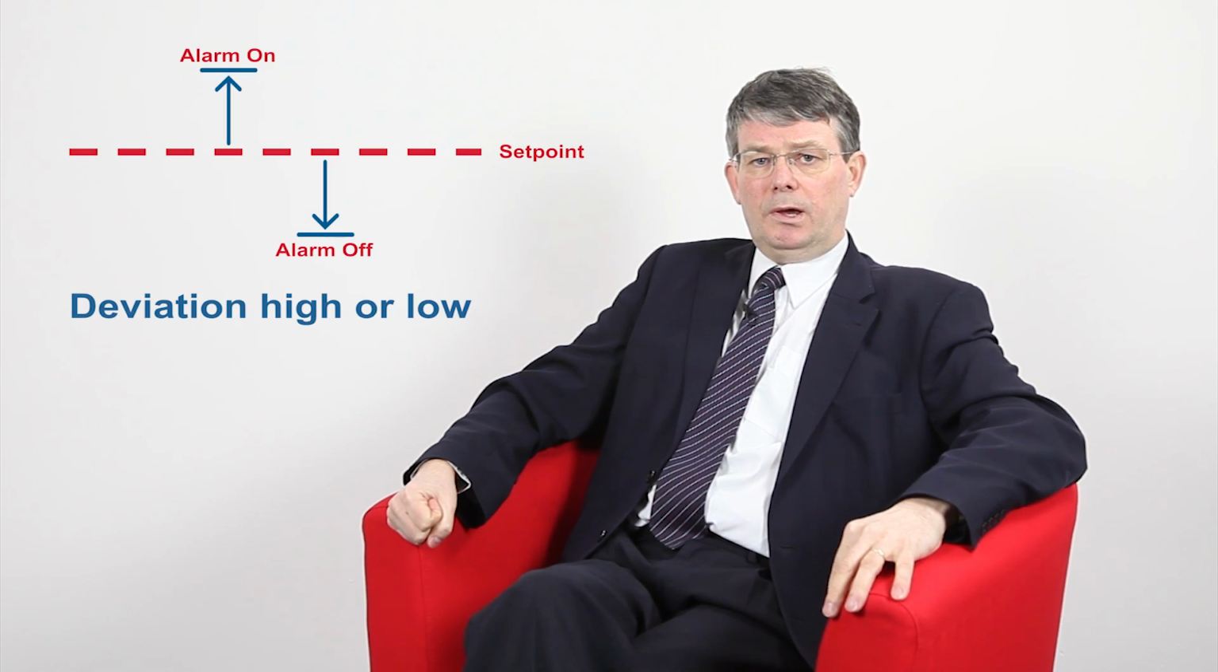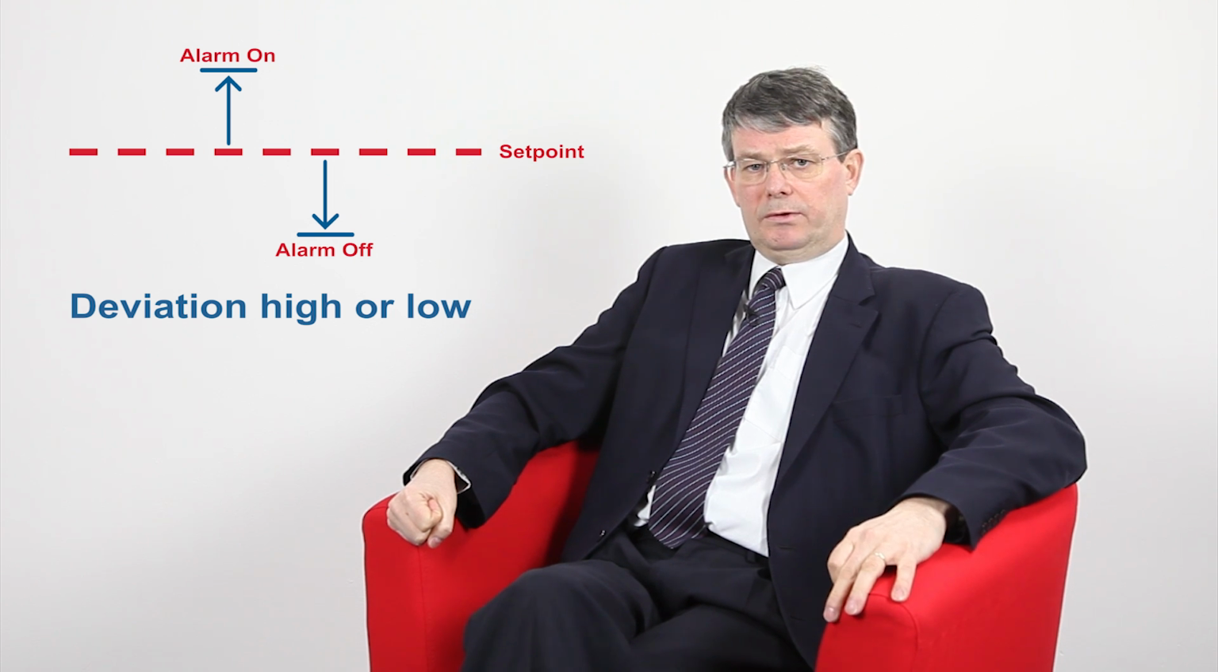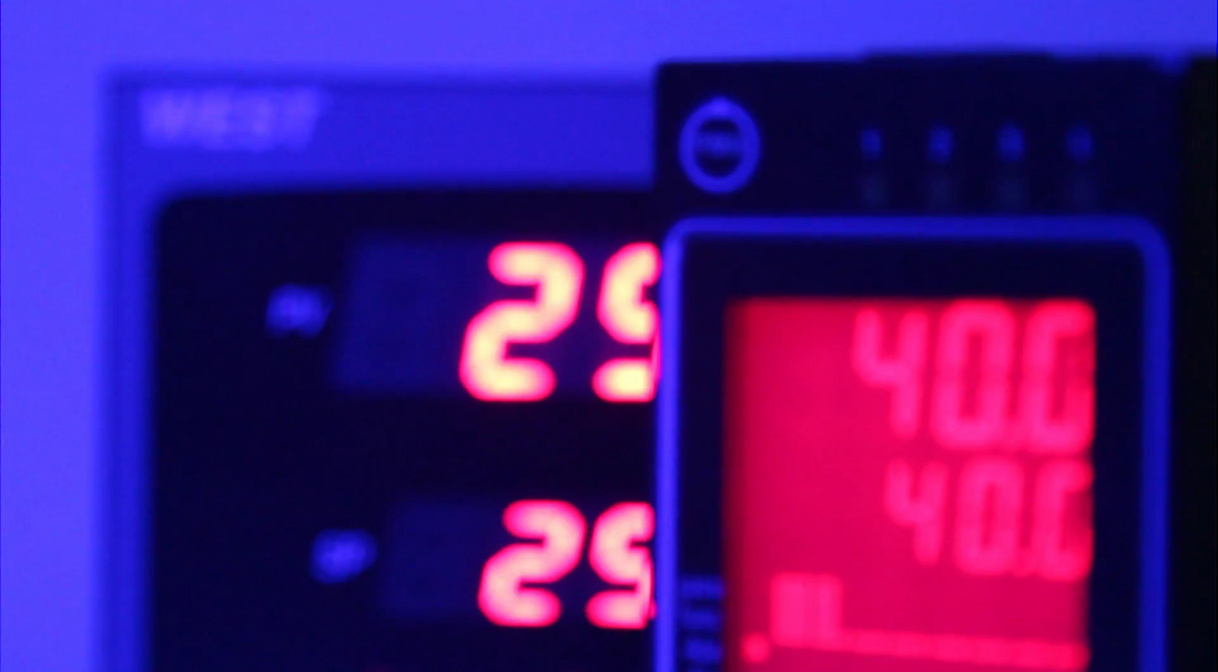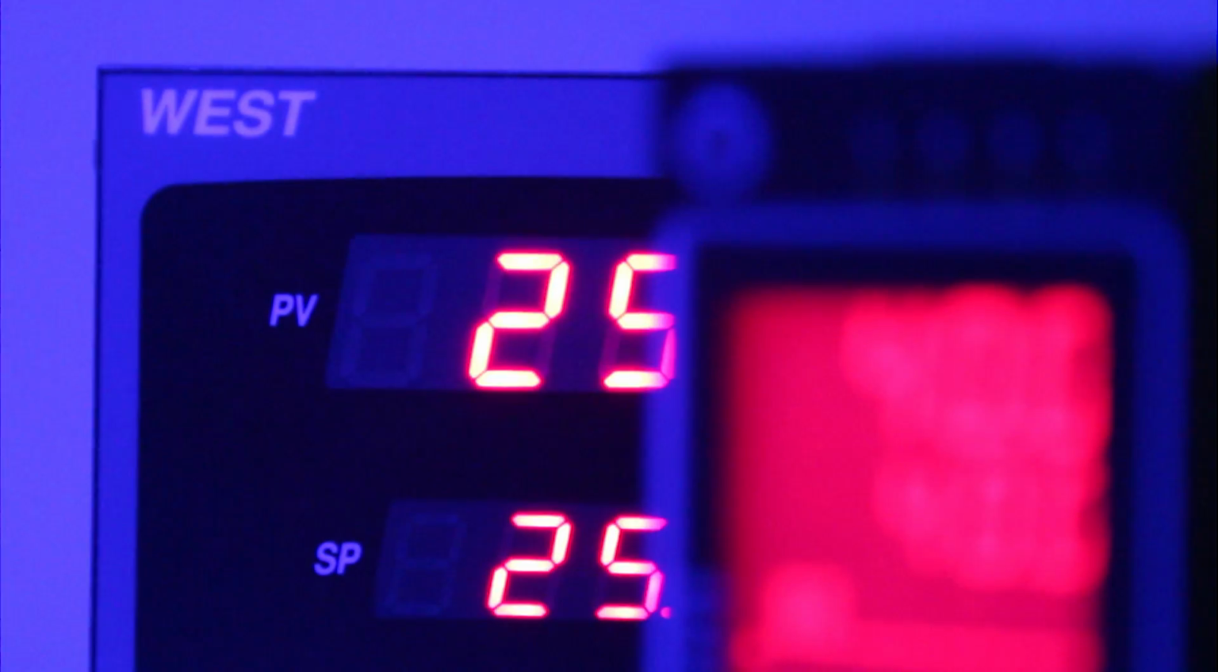For example, if the set point was set to 200 and a high deviation alarm was set at 5 degrees, it would activate at 205 degrees. A low deviation alarm with a value of perhaps -3 would activate at 197 degrees. If the set point was changed to 220 degrees, the activation points would be 225 and 217 degrees respectively.